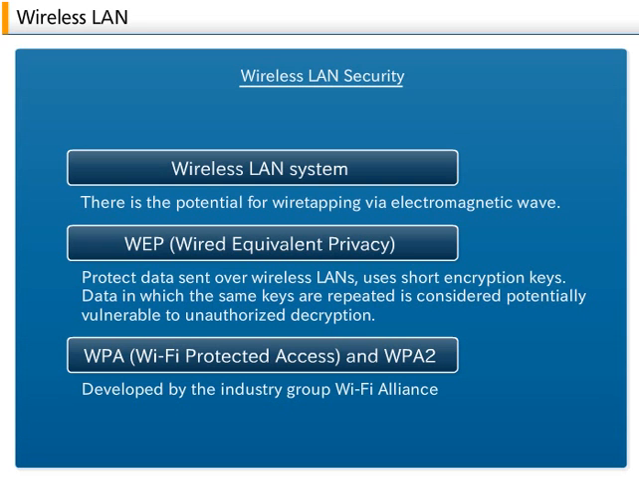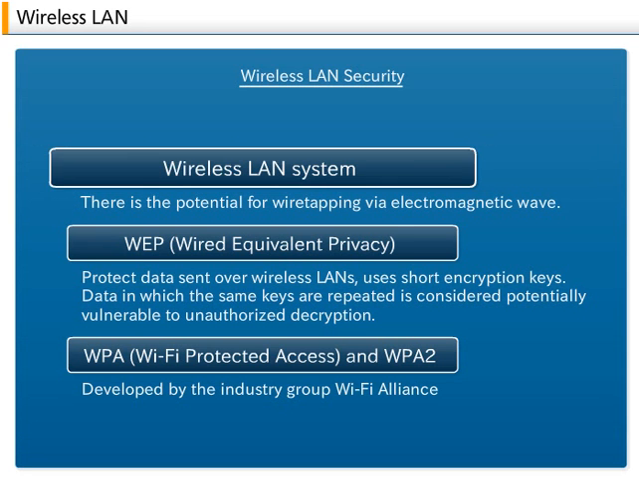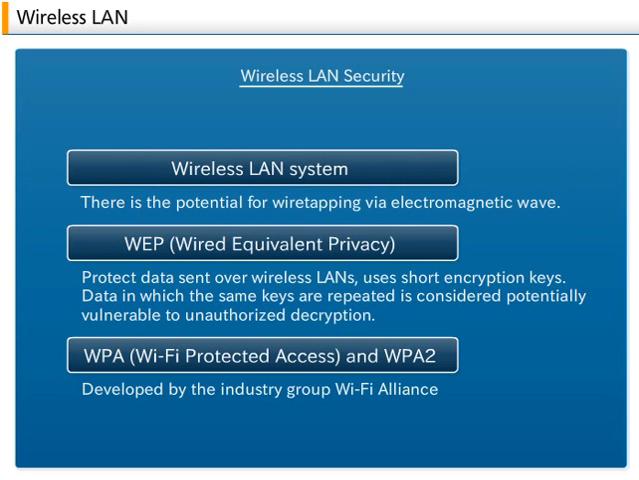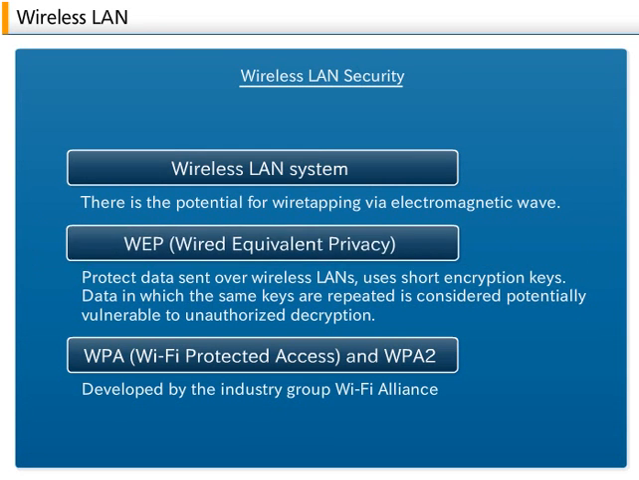2. Wireless LAN security. In a wireless LAN system, there is the potential for wiretapping via electromagnetic wave. WEP, Wired Equivalent Privacy, encryption is used to protect data sent over wireless LANs. As the name suggests, WEP is designed to provide an equivalent level of security to wired networks.